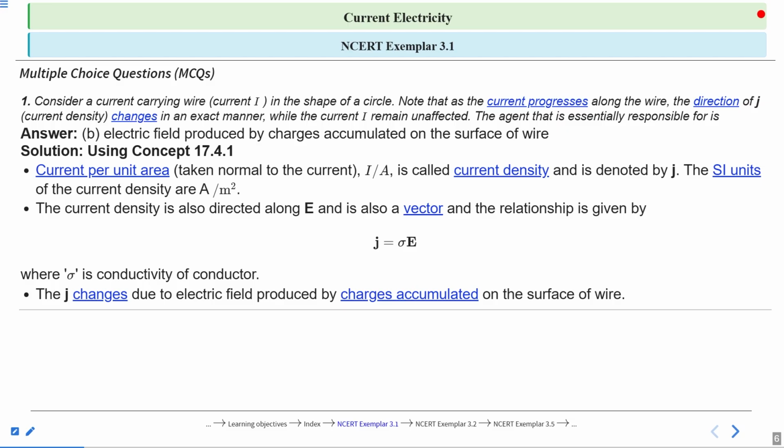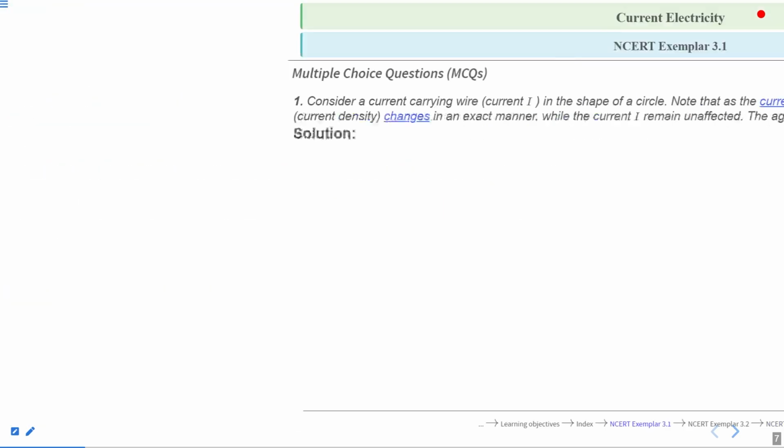But current is a scalar quantity. So the amount of current doesn't change, only the direction of current changes. But J, the current density, is a vector quantity, it depends on direction. So as the direction of current is changing, J will change, that is, current density will change.